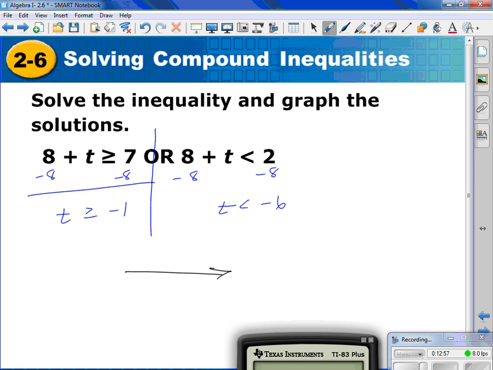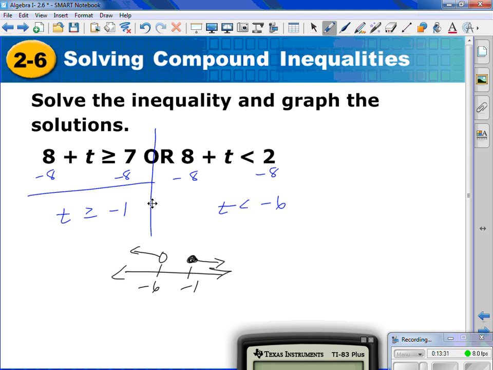On my number line, which one is my smaller number? Now I got to think. That's the only problem here. Which one's a smaller number? Negative 6. Negative 6 is my smaller number. Negative 1's my bigger number. Negative 6 is open or closed? Open, it goes to the left. Negative 1 is closed, and it goes to the right. It's less than, and it goes to the left.